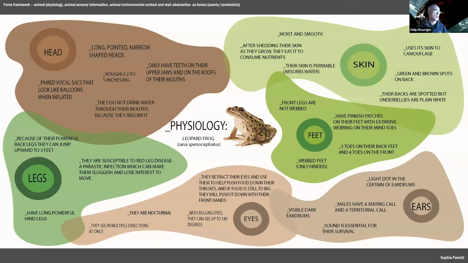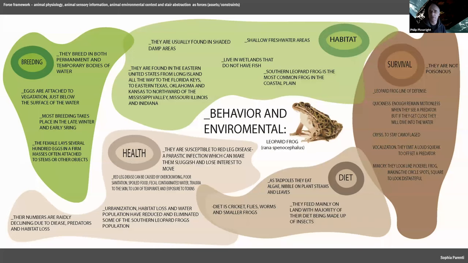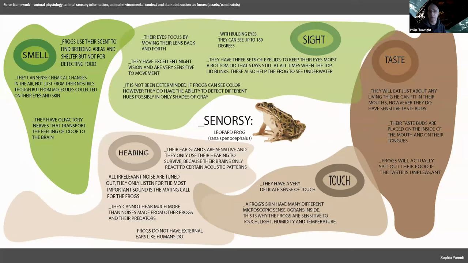And so in this case, I'll take one of these projects and say, okay, this is all information, right? This is all information about how the frog operates. This is the physiology of the frog. We also can talk about its behavior and its environment. We can look at what the sensory information is within the frog itself. So how does it see? How does it hear? What's its sense of smell?